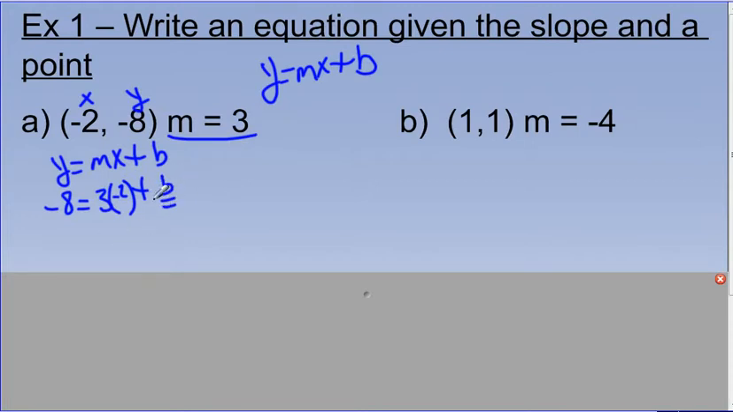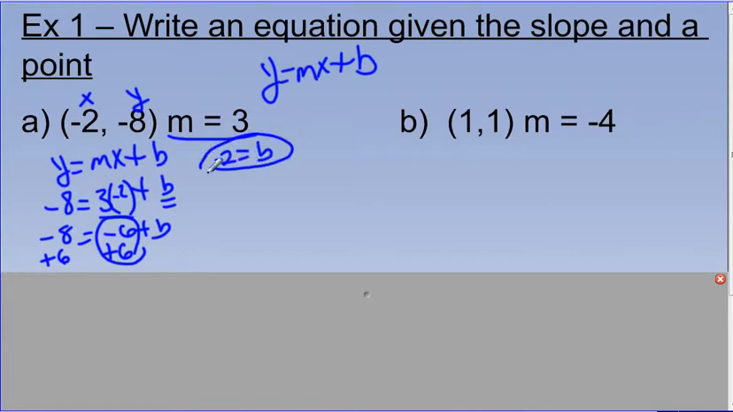So basically, we're going to do a little bit of math. We're going to do this first. This is kind of combining like terms, simplifying a little bit. 3 times negative 2 is a negative 6. Now, b plus negative 6. How do you get rid of this negative 6? We're going to have to add 6. Add 6, and I'm out of space, so I'm just going to pop it over here. b equals negative 8 plus 6, which is a negative 2.